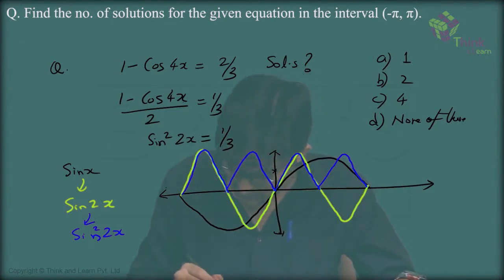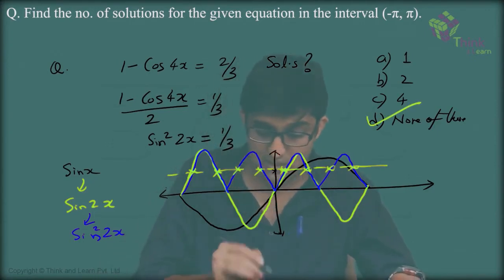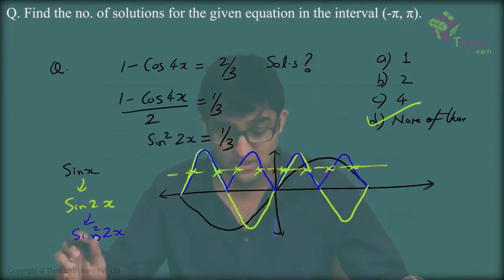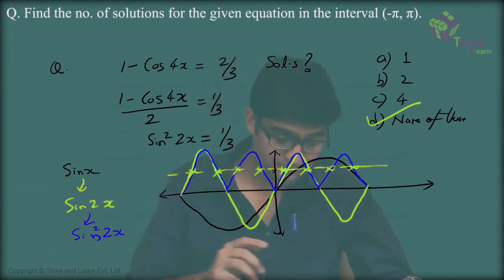So if I look at the points of intersection, I get 1 point here, I get 1 point here, 3rd here, 4th here, 5th here, 6th here, 7th here, 8th here. So answer is none of these. There will be 8 points of intersection, so 8 solutions to this particular question.